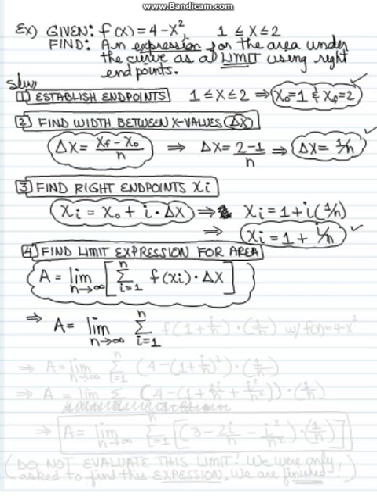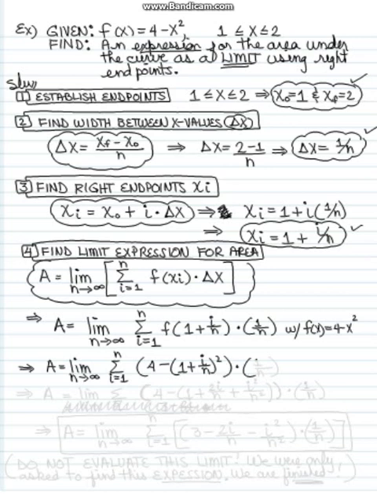So that implies the limit as n approaches infinity of the sum i equals 1 to n of f of, replace x sub i with our formula 1 plus i over n, times, now replace delta x with our 1 over n. That's from step 2 and step 3, with f of x equal to 4 minus x squared as we were given at the beginning. Well, that implies the area is equal to the limit as n approaches infinity of the sum i equals 1 to n of, evaluating this function at 1 plus i over n, 4 minus (1 plus i over n) squared times 1 over n.